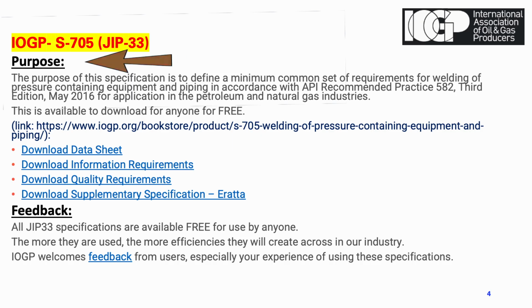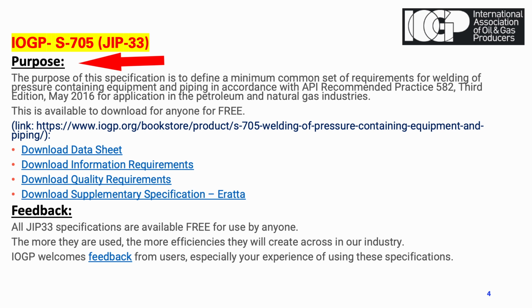So what is the purpose of this 705 standard basically? The purpose of this specification is to define the minimum common set of requirements for welding and pressure containing equipment and piping in accordance with API recommended practice 582, 3rd edition, May 2016, for application in the petroleum and natural gas industries.